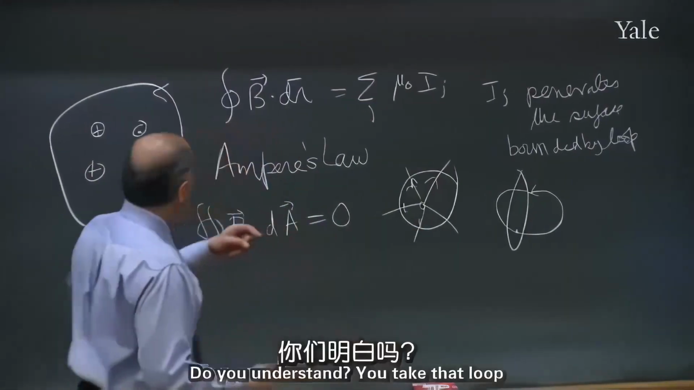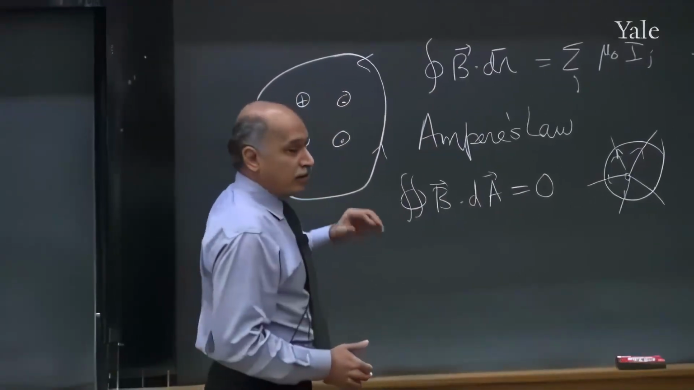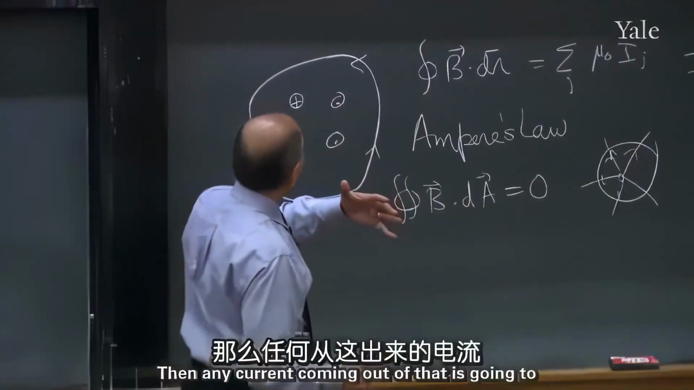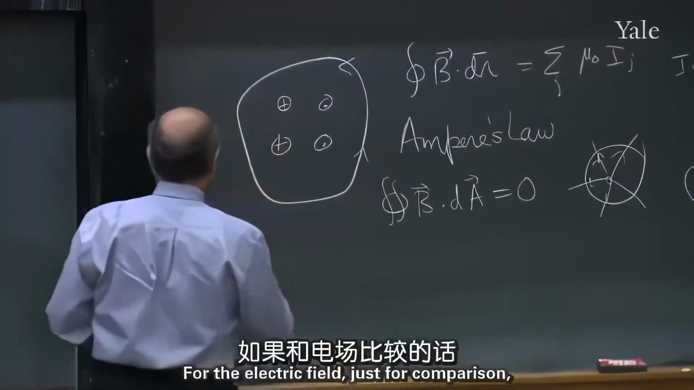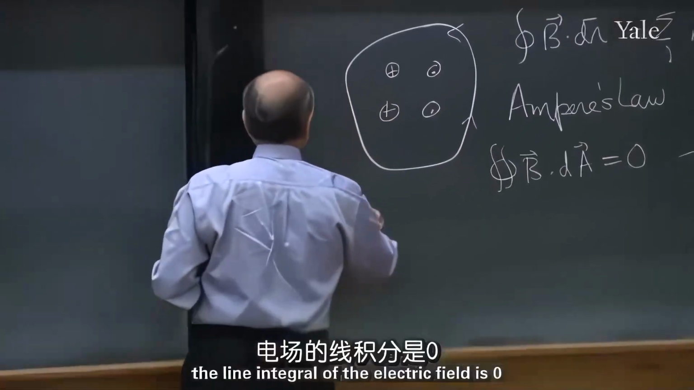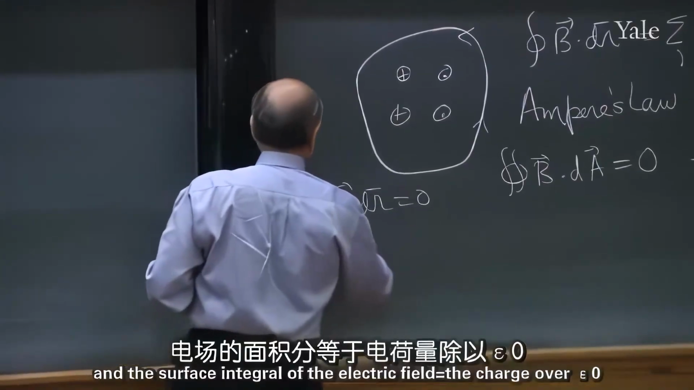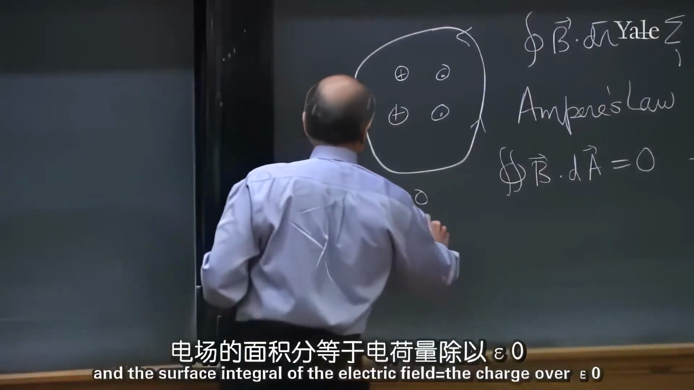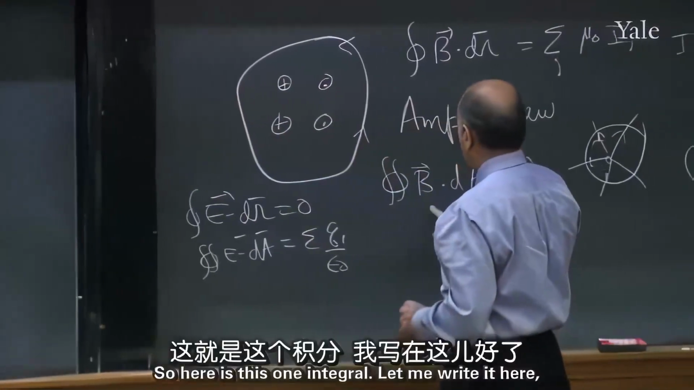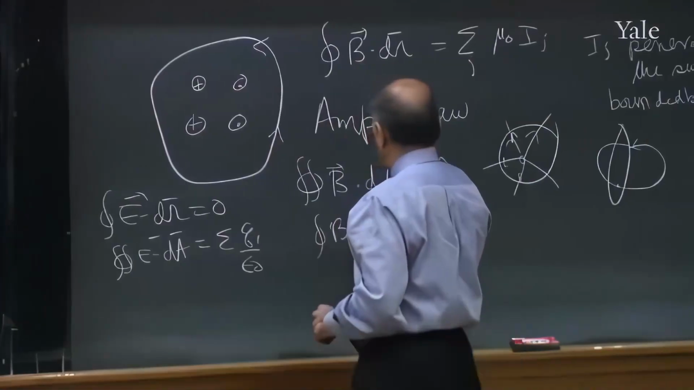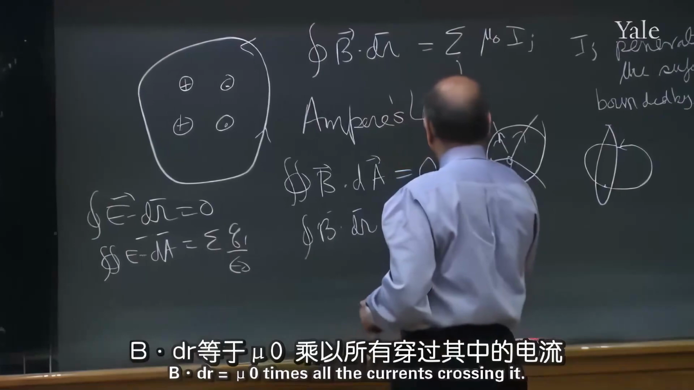You understand? You take the loop and you draw a plane with that loop as a boundary. Then any current coming out of that is going to be equal to the line integral, up to this factor mu. For the electric field, just for comparison, the line integral of the electric field is 0, and the surface integral of the electric field is equal to the charge over epsilon 0. So here is this one integral. Let me write it here. B dot dr is equal to mu 0 times all the currents crossing it.